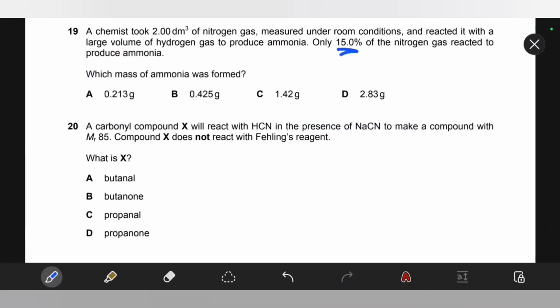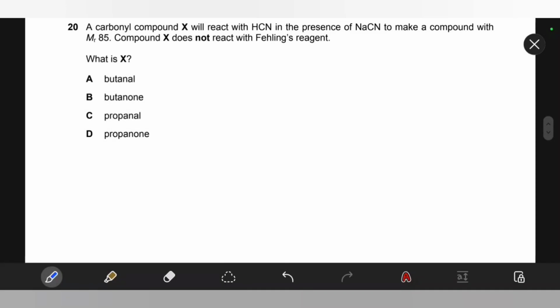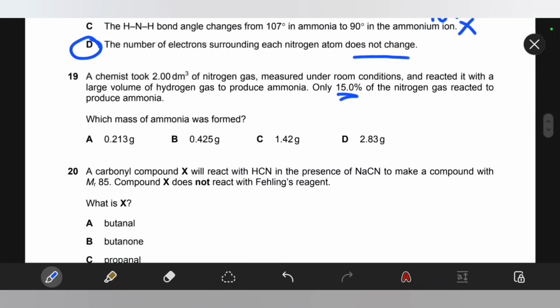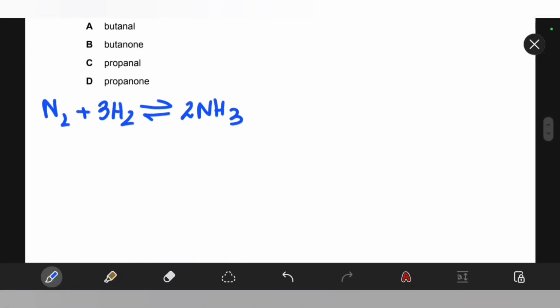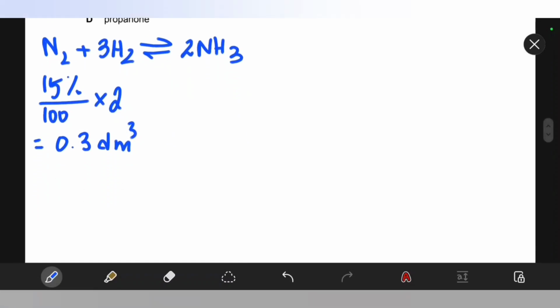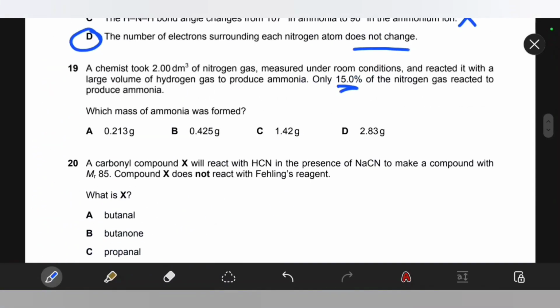Okay, let's do the calculations. Let's first write the equation, which is going to be N2 plus 3H2 gives 2NH3. This is the equation, and it has been given to us that only 15% of 2 dm cube of nitrogen gas reacted to form ammonia. So let's find out what is 15% of 2, and it is 0.3. So we know what volume of nitrogen gas actually reacted, and we need to find out the mass of ammonia formed.